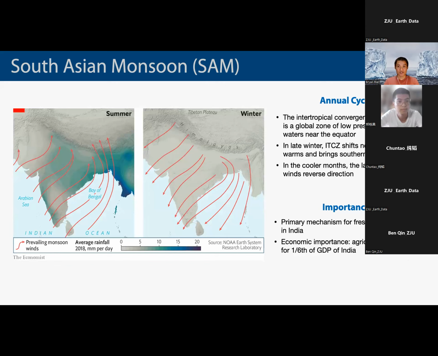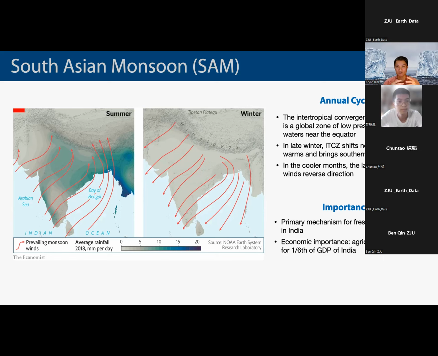So the South Asian monsoon, which is the focus of her talk this Wednesday, is essentially, we know it as an annual cycle of heavy rainfall during the summer in India. Its formation during the year is based off of the intertropical convergence zone, essentially the high winds near the equator, formed from a global zone of low pressure over warm waters. At the end of the winter, the ITCZ shifts north as the land warms, and this brings trade winds coming in from the equator.